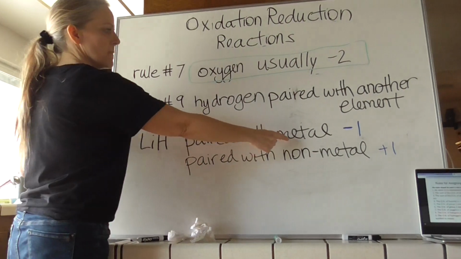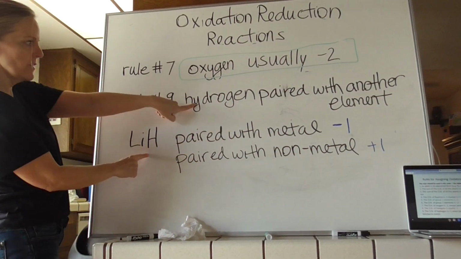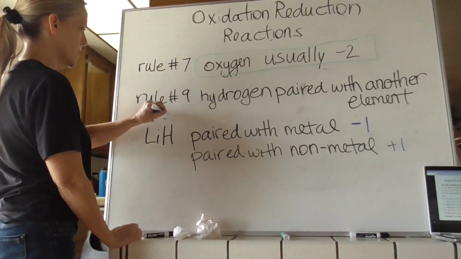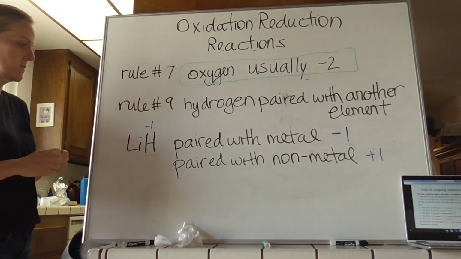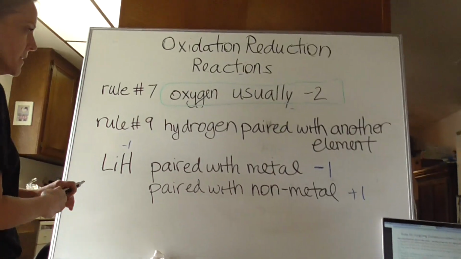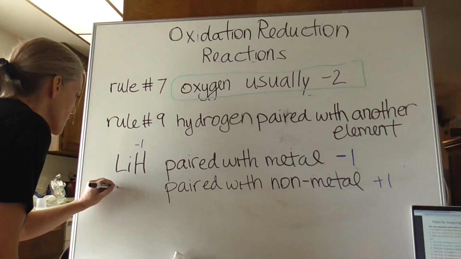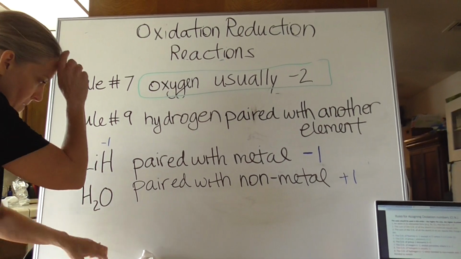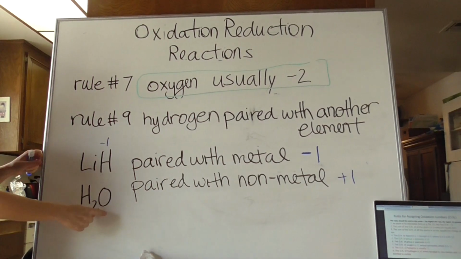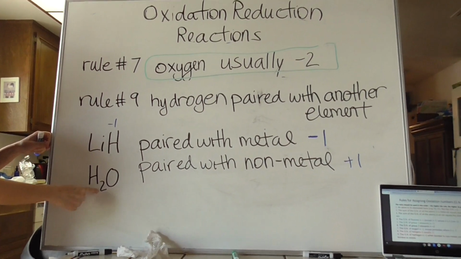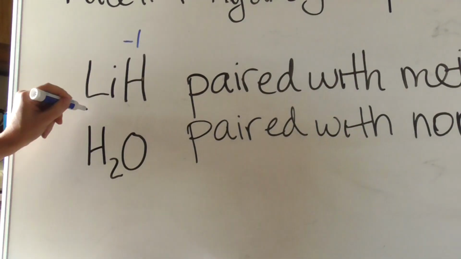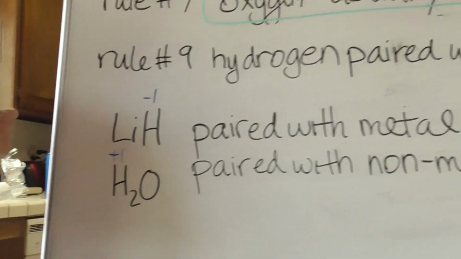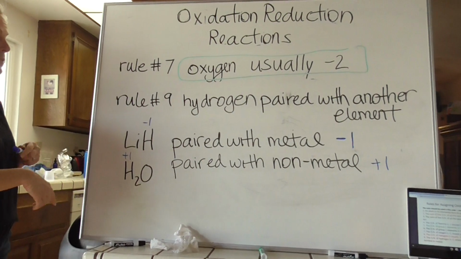So it's paired with a metal, so the hydrogen gets -1 oxidation number. Paired with a nonmetal would be like... so that's a nonmetal that is paired with. So that hydrogen in this compound gets +1. So hydrogen can be +1 or -1. It just depends on what it's with.